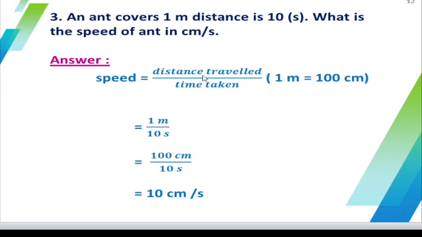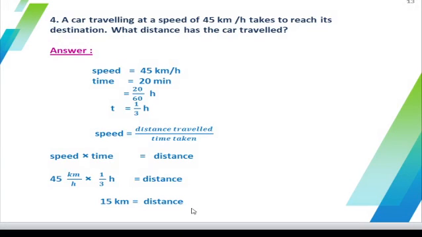So what is the distance? 1 meter. Okay. What is the time? 10 seconds. Okay. So 1 meter we will write as 100 centimeter. Substitute these values and we will cancel the 0, and 10 by 1 is 10. So the final answer is 10 centimeter per second. Again I repeat, 10 centimeter per second.